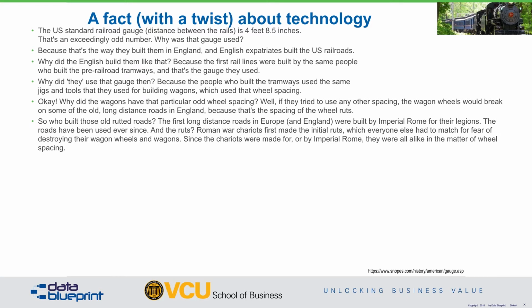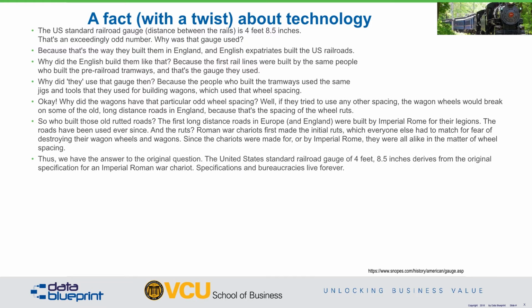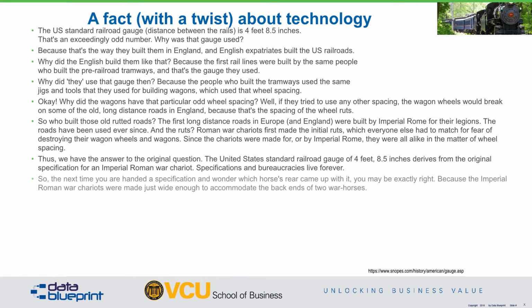The chariots were that big and they wore the roads down and the roads were still there thousands of years later. Okay, great. So now we've got the answer to the original question. Standard railroad gauge was done because the specifications and the bureaucracies live forever, and we already had the infrastructure that was done in there. So next time you're handed a specification and you're wondering where did this come from, it came from a horse's rear. Technically, 2 horses' rears, because that was the width of those particular tracks.